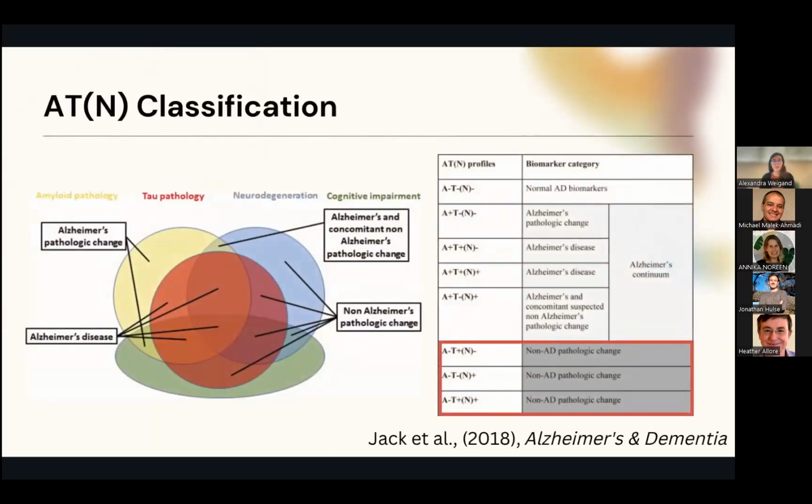So now I'm going to shift gears a little bit and jump back into that ATN classification scheme to really bring your attention to these bottom boxes that I didn't mention earlier down here. We can see that if individuals are tau positive but amyloid negative, they're not characterized on the Alzheimer's continuum, but rather are characterized to have a non-Alzheimer's pathologic change. And again, you can see over here on the right that this red circle, which represents tau pathology, is not overlapping with the yellow circle, which represents amyloid pathology. Regardless of neurodegeneration status, this is going to be labeled as non-Alzheimer's pathologic change.